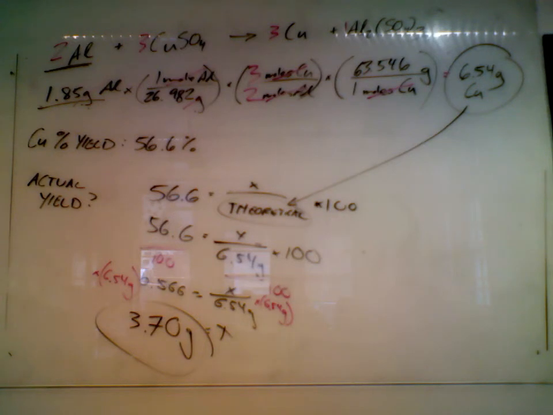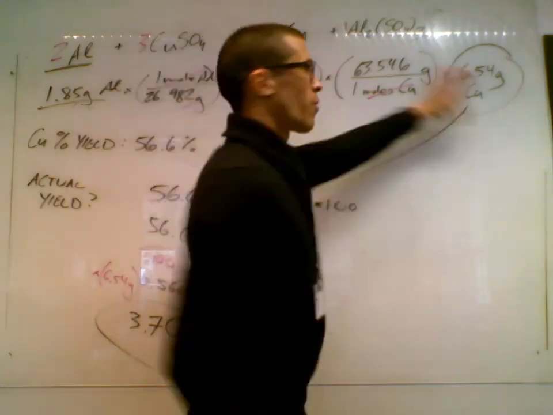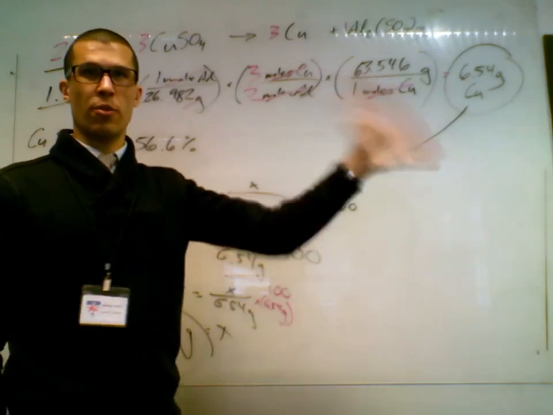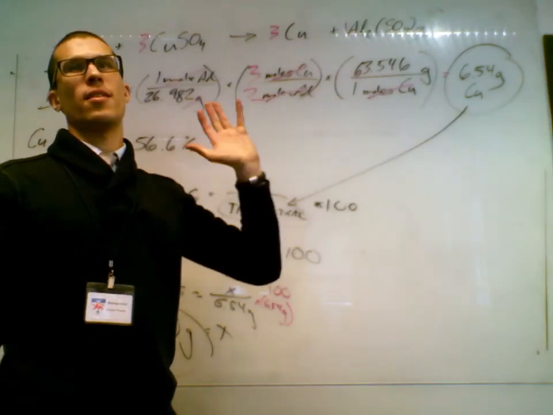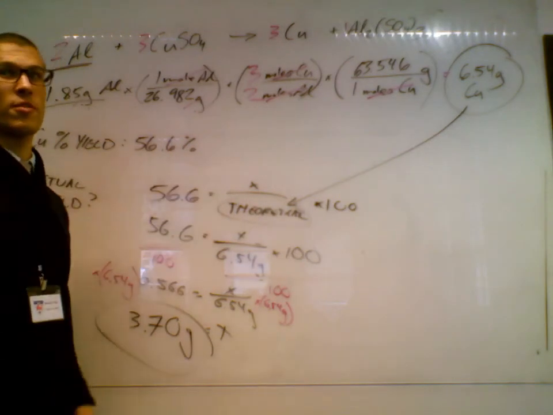So whenever you're told to find the theoretical yield, or in other terms, the product that you should make, that's when you convert your product into grams. Always grams, grams, grams. Actually, wait, not moles. Grams for theoretical yield.